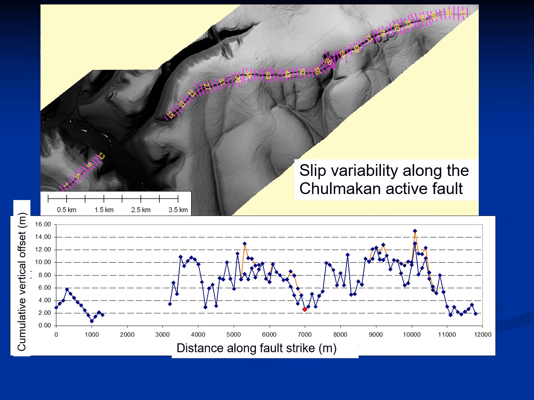Another interesting example: slip variability along the Chilmakan active fault. I showed it already. The problem was that this fault was crossed by two pipeline roads. One crossed it at the section where the cumulative offset of two successive events was minimal, another where it was close to maximal. What value should we recommend for the design?